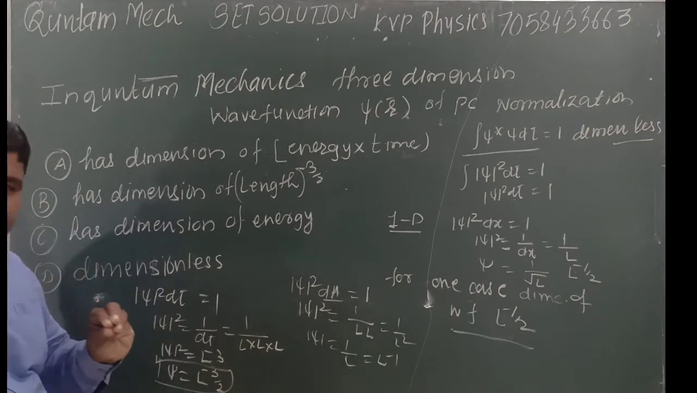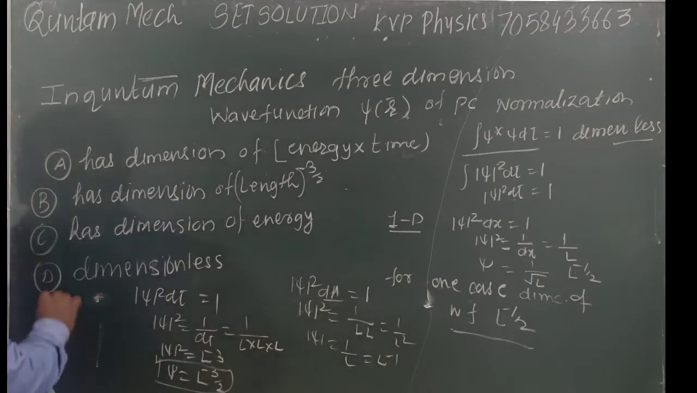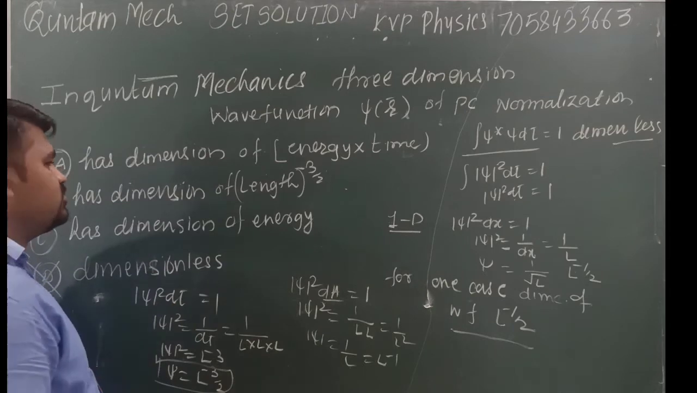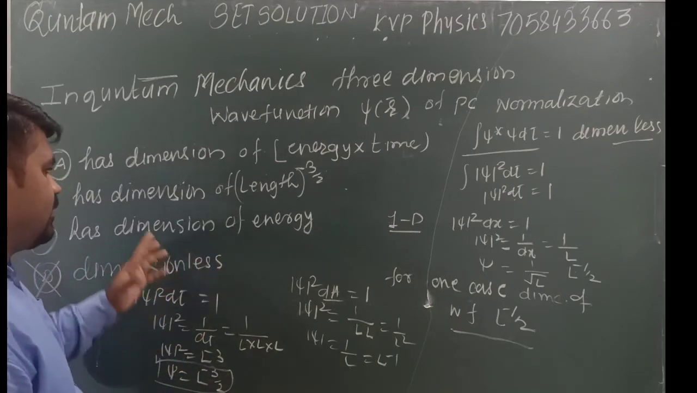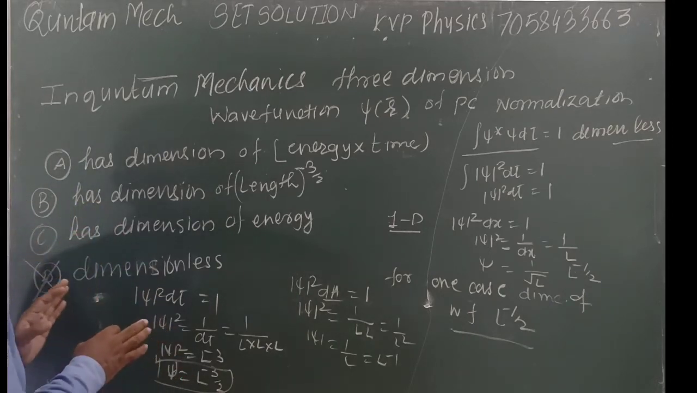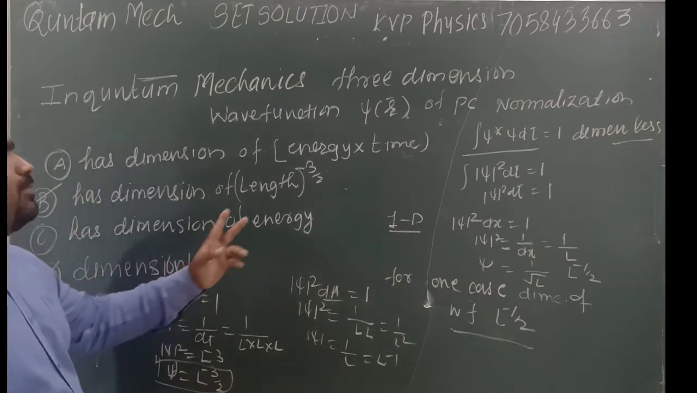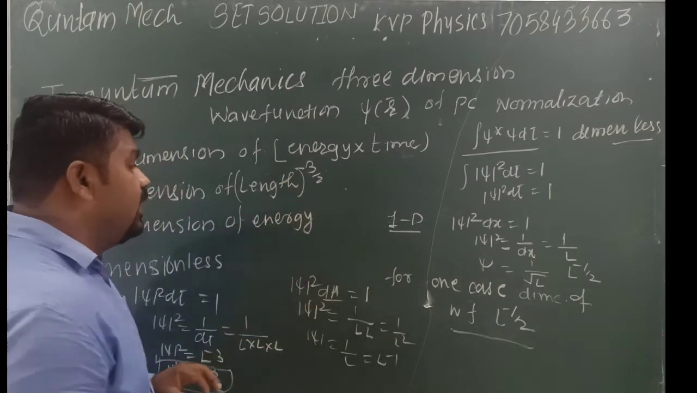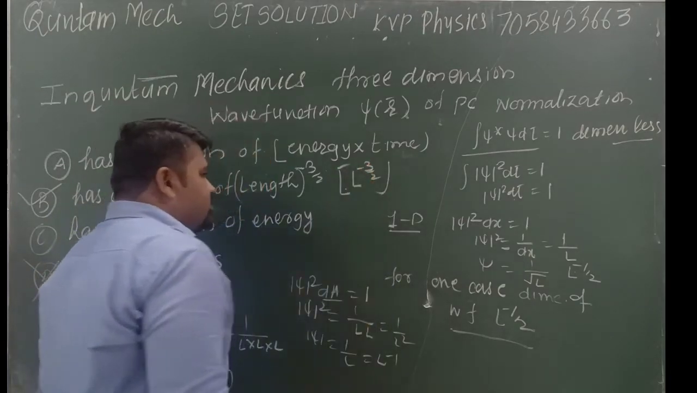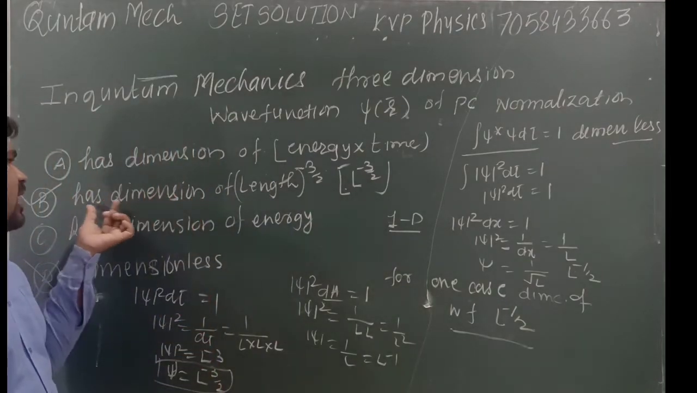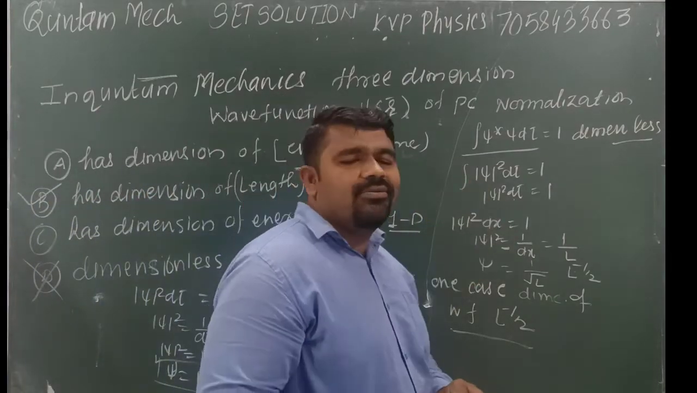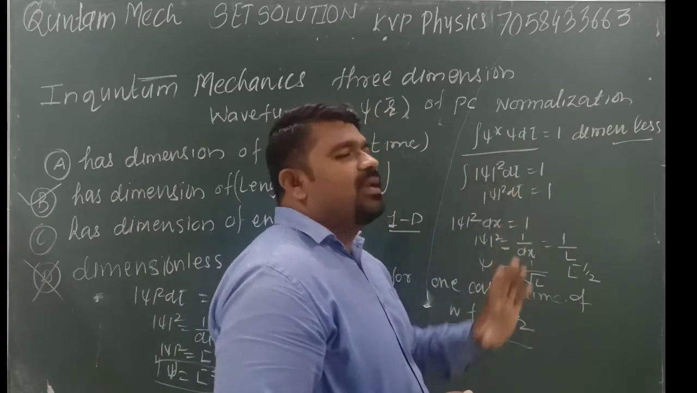Got it? Here is a wave function, it has some dimension. Means this option is not correct. Next, has the dimension of energy into time. This is also not correct. Has the dimension of energy? No. What is the wave function dimension? Length, and they ask for 3D, so which of the following options is correct? L to the power minus 3 by 2 is correct. The second option is correct: has a dimension of length to the power minus 3 by 2. Which condition can we use for finding psi? Simply the normalization condition.